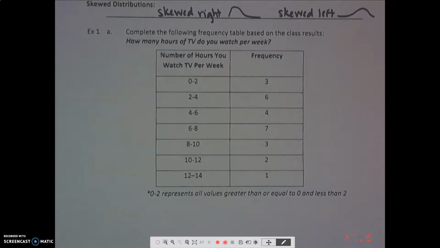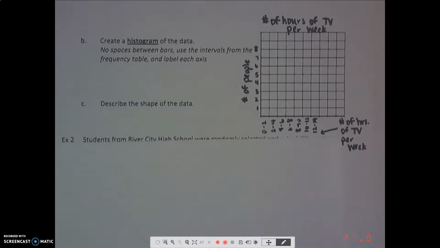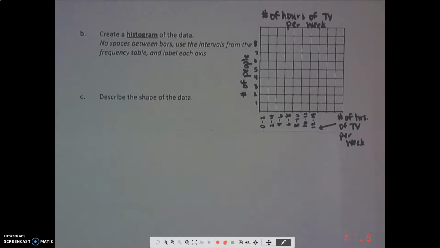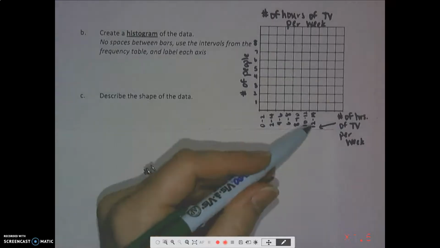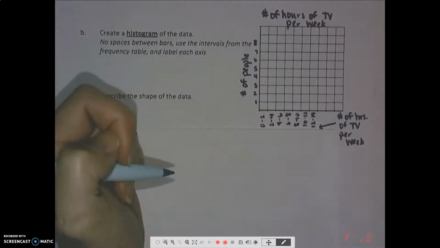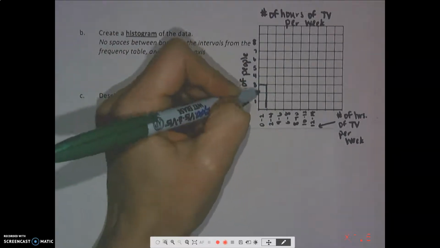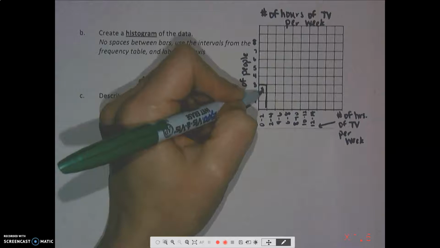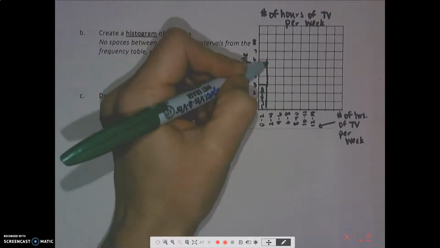Okay, so now we're going to make a histogram based on that information. And so I went ahead and set up our histogram space here. We already have no spaces between the bars. The frequency table gave us these intervals here. Instead of saying number of people here, you could have also just said frequency. So for 0 to 2, it was 3. So we're going to draw a bar up to 3. You can choose to shade it in if you want.